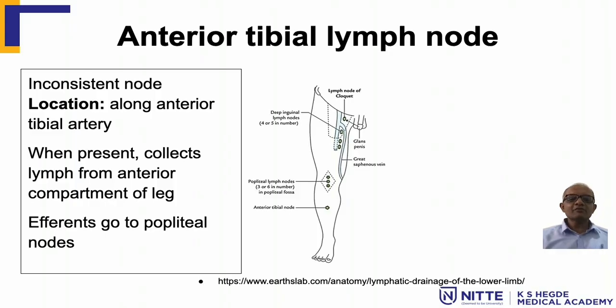Anterior tibial lymph node. It is an inconsistent node present along the anterior tibial vessels, which has been shown as a single node in the picture in the anterior part of the leg. When present, it collects lymph from the anterior compartment of the leg. Efferents from this particular node go to the popliteal nodes.